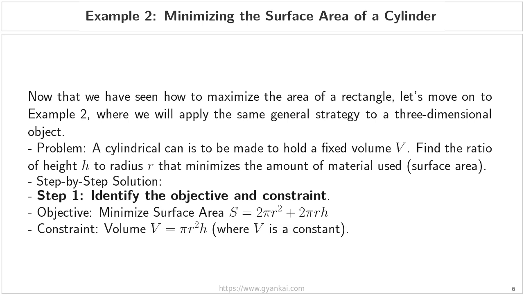Next, we identify the constraint. The problem tells us that the volume is fixed, meaning V is a constant value. The formula for the volume of a cylinder is V equals pi r squared h, just as we did in the previous example with the garden. This constraint is essential because it provides the relationship between our two variables, r and h, which will allow us to rewrite our objective function in terms of a single variable in the next step.